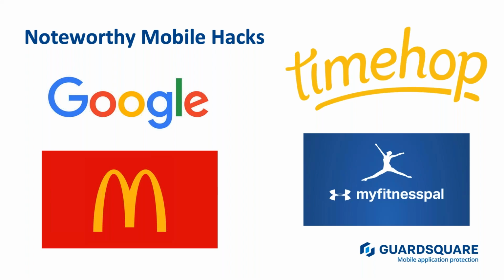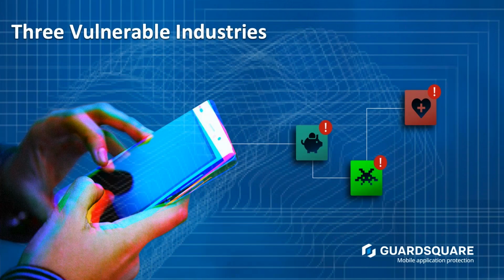So these are all examples of hacks that are not generally as well publicized as some of the more dramatic ones that occurred, malware and desktops, etc. But they can cause very severe reputational damage to these companies. I'm going to cover 3 specific industries where mobile app security should be and is a concern.